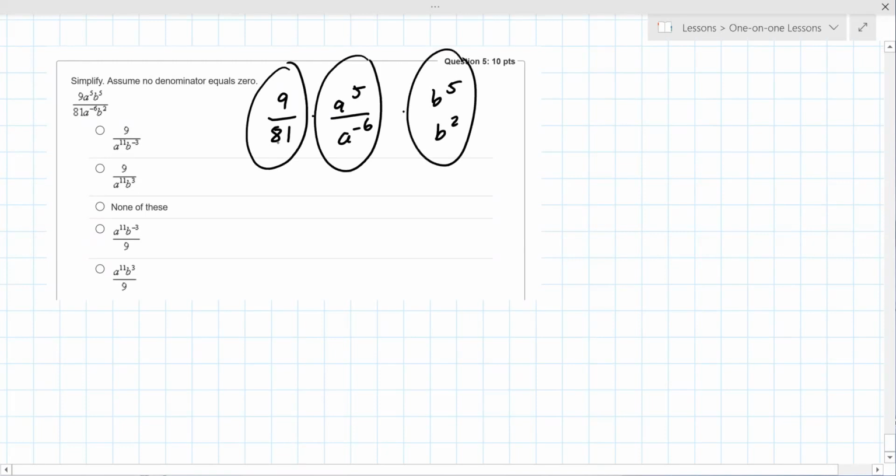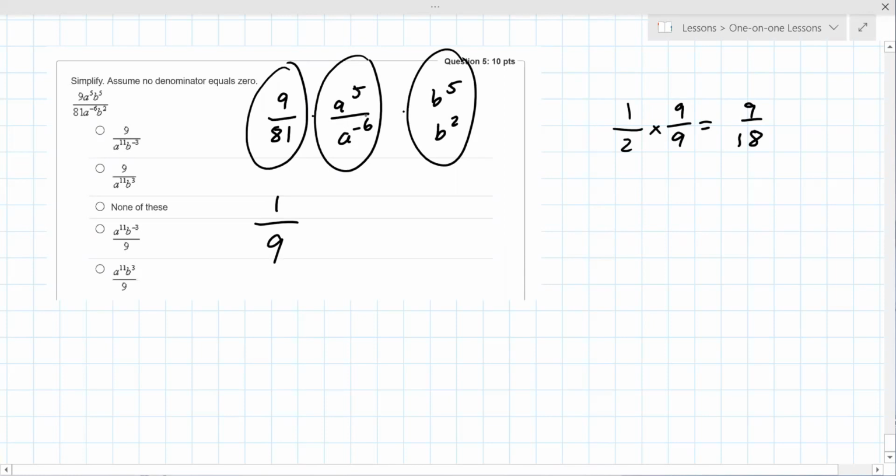Okay, 9 divided by 81. Do not say 9. 9 divided by 81 is a half? If I take a half and multiply it by 9 over 9, I get 9 over 18. Is that the same as this? 1/9. Good. So that's 1/9.